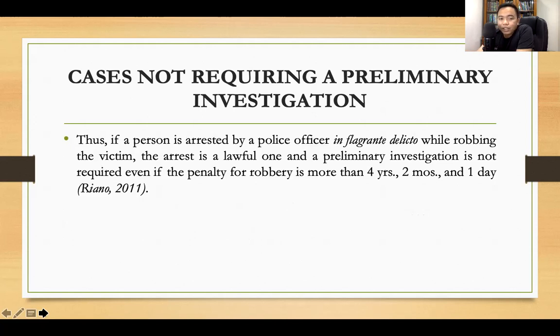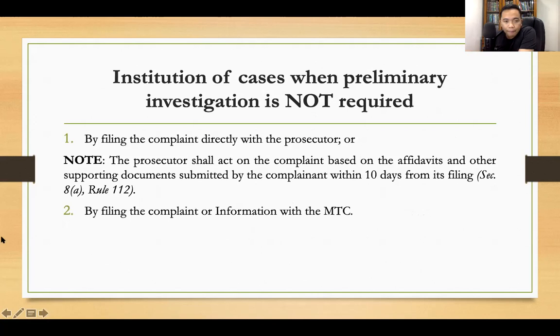Thus, if a person is arrested by a police officer in flagrante delicto, or caught in the act while robbing the victim, the arrest is a lawful one, and a preliminary investigation is not required even if the penalty for robbery is more than 4 years, 2 months, and 1 day. So take note of that.